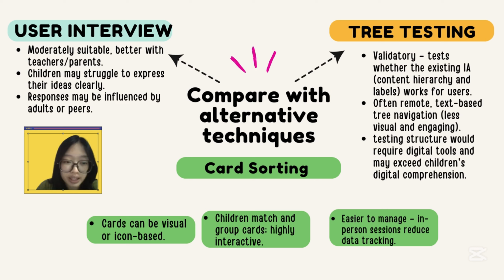So card sorting is more suitable for this case study because children match and group cards. It's highly interactive, and cards can be visual and icon-based. So it's easier to manage in an in-person session and reduces data tracking.